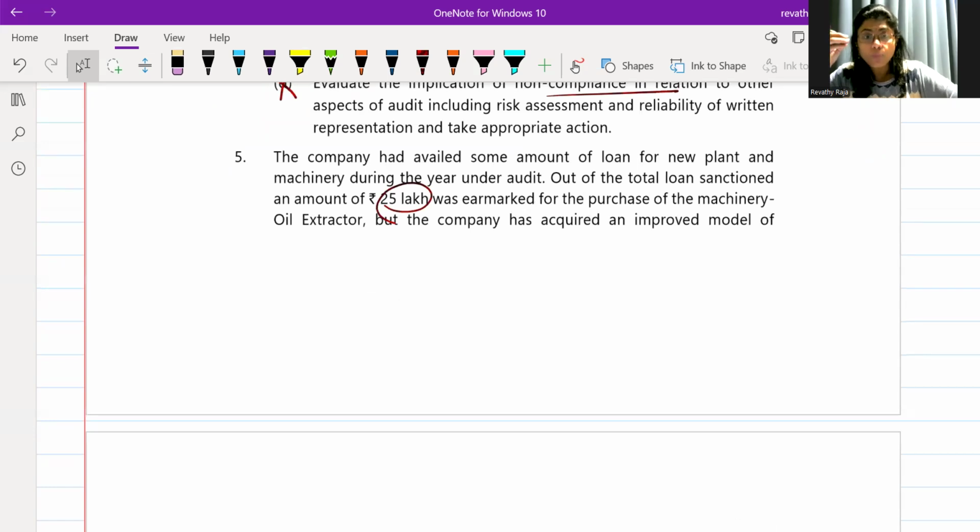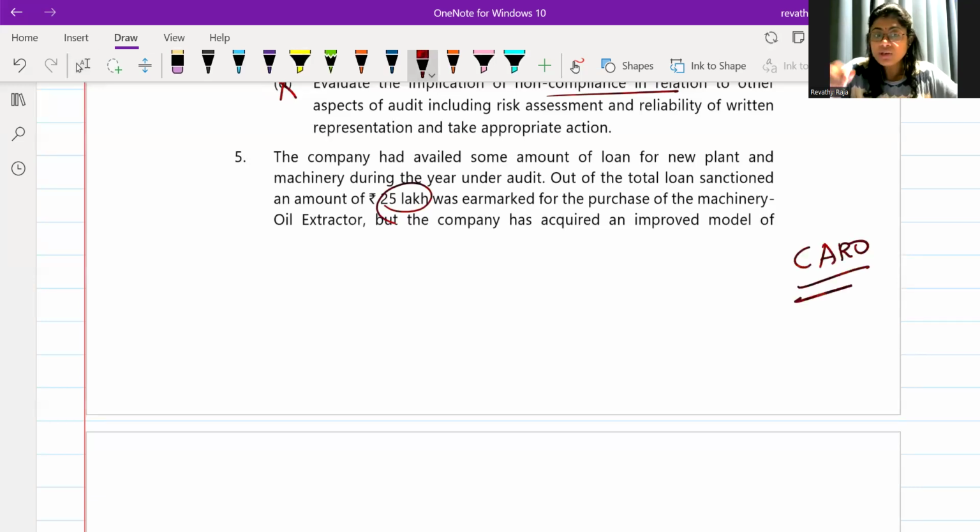Where will you report? Anyone? I'm asking you where you will report. Very good, Caro. Caro, which clause? There is a clause called repayment of dues, which is clause number 9. In 9, what will you report? There is a point, no, whether the loan has been utilized for the purpose for which it was taken. That's a point. Okay.